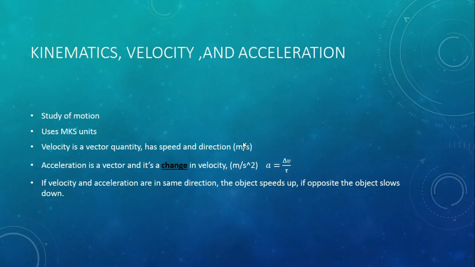And lastly, if velocity and acceleration are in the same direction, that means if a car is traveling east and it accelerates also in the east, it will speed up. But if velocity and acceleration are in opposite directions, that means acceleration is pointing the opposite direction. So if the car is going east and it accelerates to the west, then it slows down.